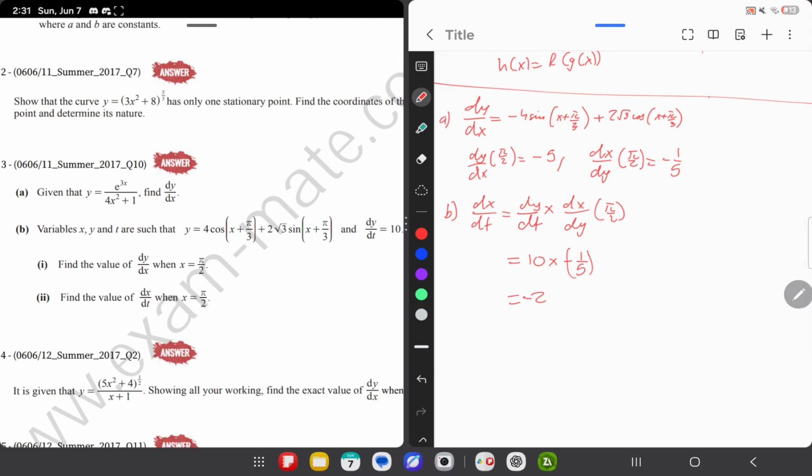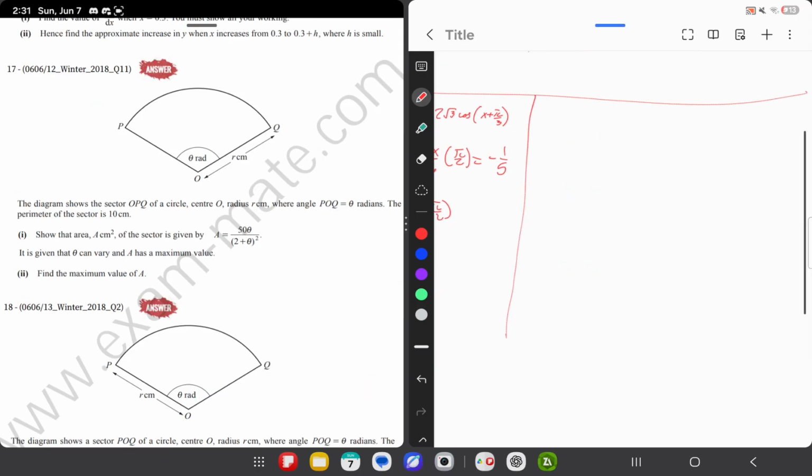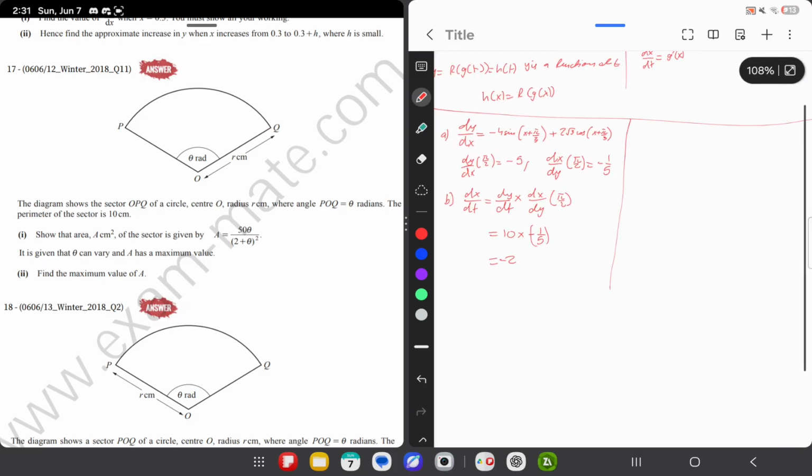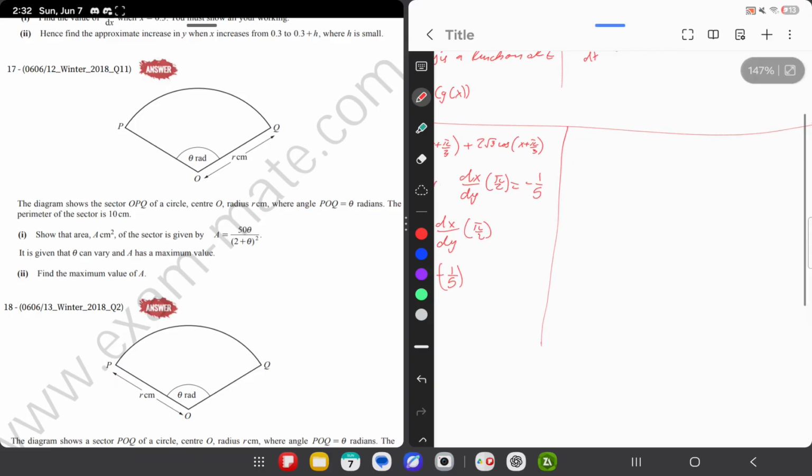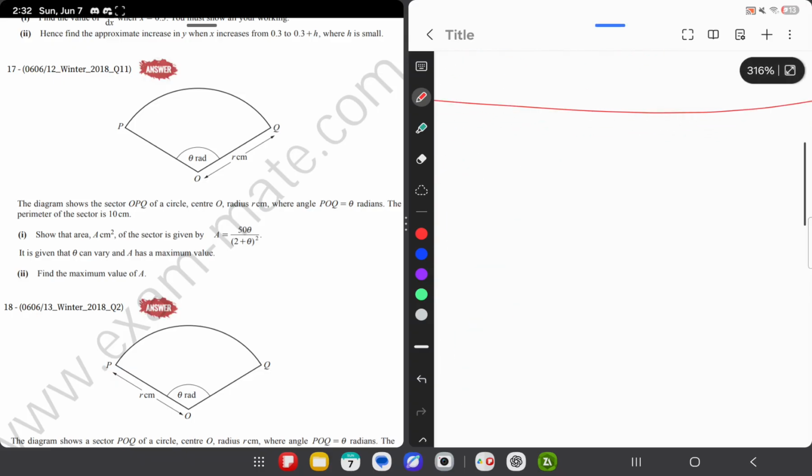Let's solve a few more and see. This is a fun one. Mensuration. The diagram shows sector OPQ of a circle centered O with radius r, where angle POQ is equal to theta radians. The perimeter of the sector is 10 centimeters. Show that the area is given by A equals 50 theta over (2 plus theta) squared. We know something: the perimeter of the sector is 10.